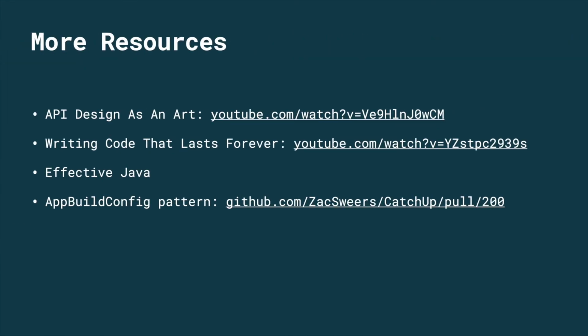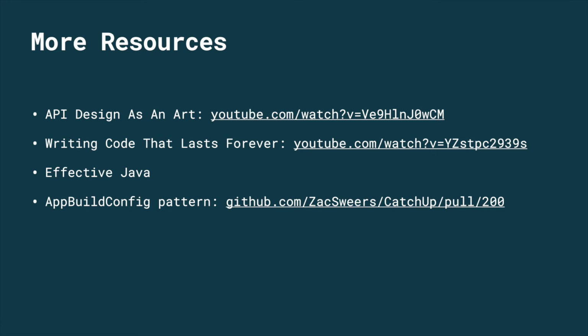If you want some more resources on this, there's an API design as an art talk that I gave a few years ago. Here's also Jesse's Writing Code That Lasts Forever talk. Effective Java obviously is a great resource. If you don't know what Effective Java is, it's basically sort of like the Bible of writing Java code.